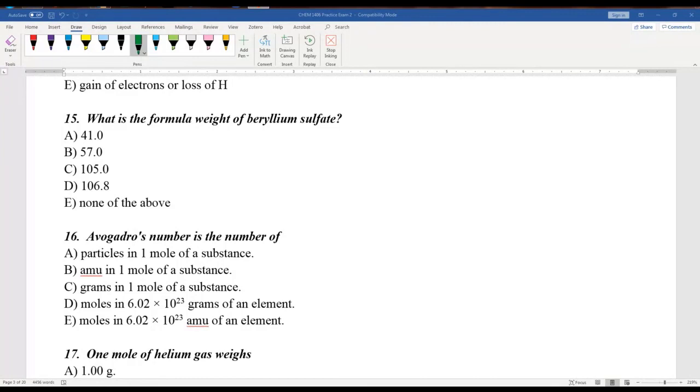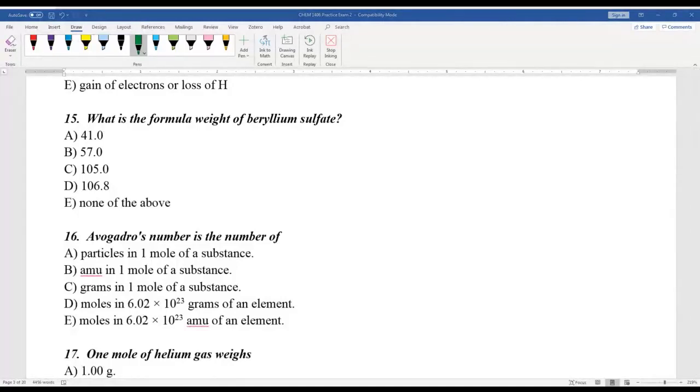Number 15? Okay. So what is the formula weight of beryllium sulfate? Well, first we have to write the formula for beryllium sulfate. So what is beryllium? It is an earth metal. And what is the chemical symbol for beryllium? Yep, it's Be. And what charge would it have? Since it's a metal, we pretty much know that metals are going to be part of ionic compounds, because covalent compounds are just two nonmetals, but ionic compounds always have a metal.